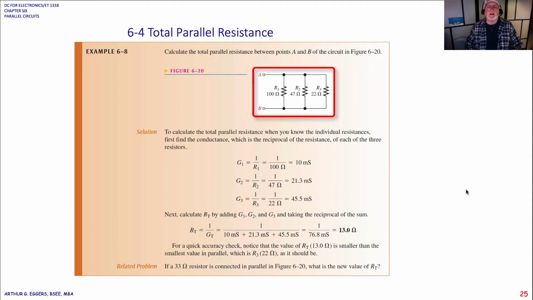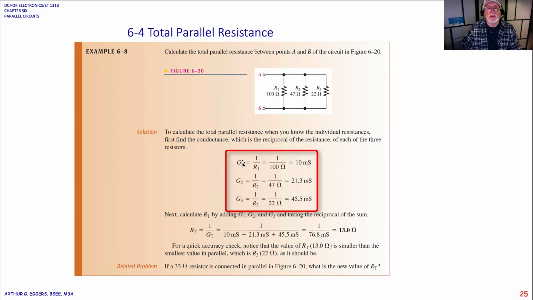So let's look at a simple circuit here. Calculate the total parallel resistance between points A and B. Okay, we've taken out the source. We're just looking at the total resistance. And you can see we've got an array of 100, 47 and 22 ohms in this simple circuit. So what we can do is first solve for the conductance, the reciprocal, 1 over R.